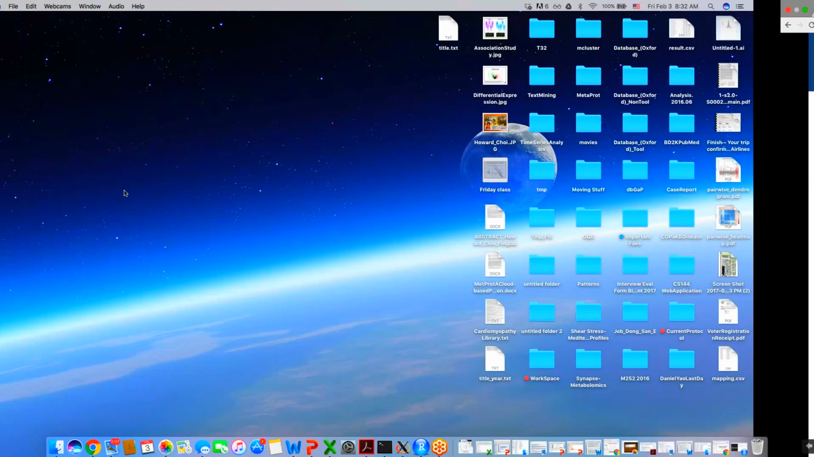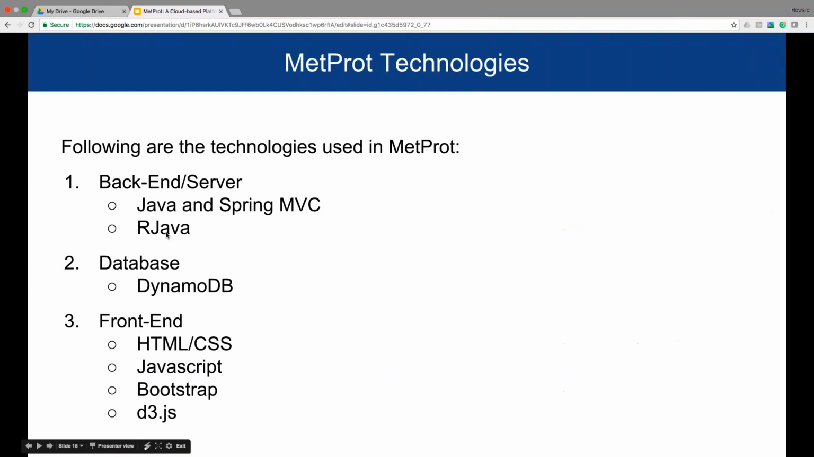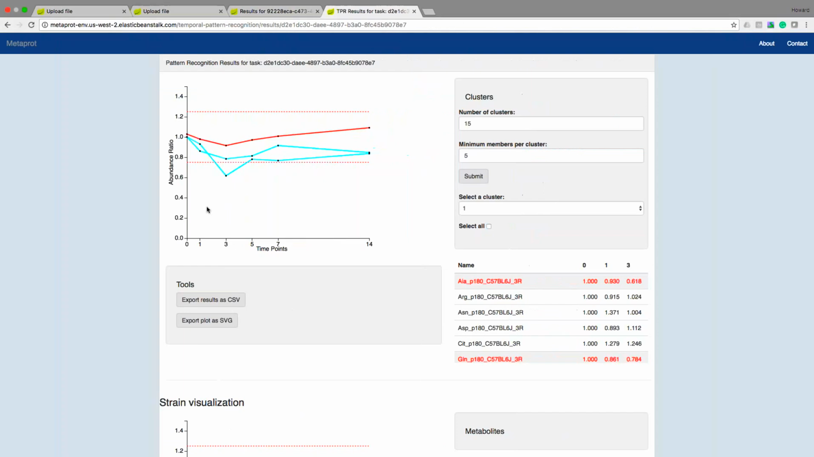Thank you, Howard. Do we have any questions? I have one simple question to start with. I tried to connect to metprot.org, and it appears to be blocked. Is it active to the public now? No, it's an alpha version, so it's not active now.